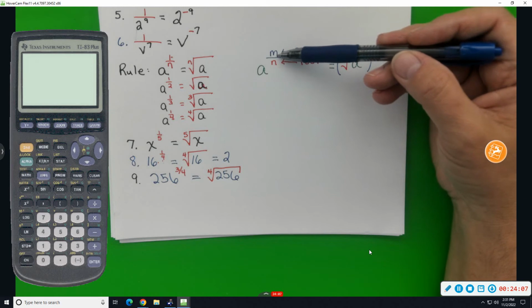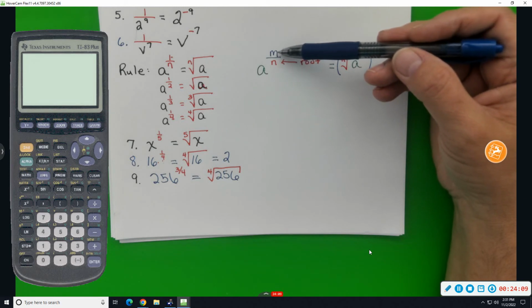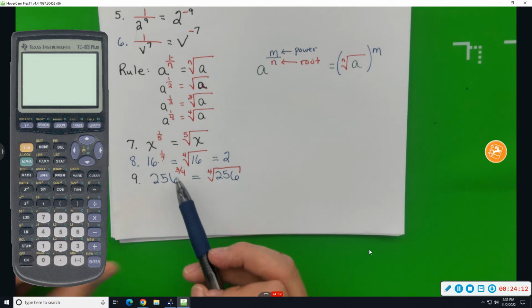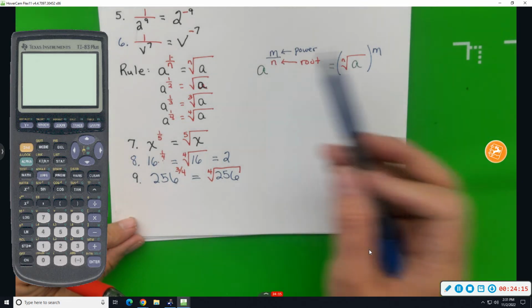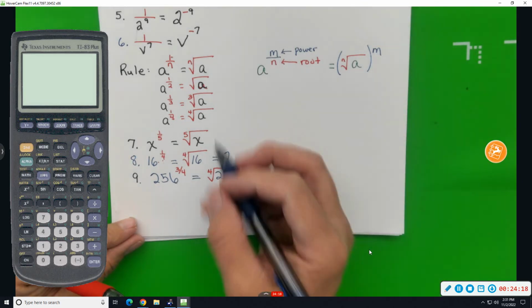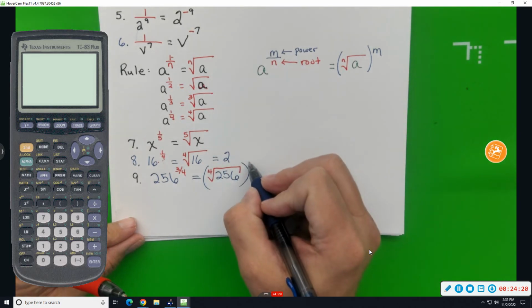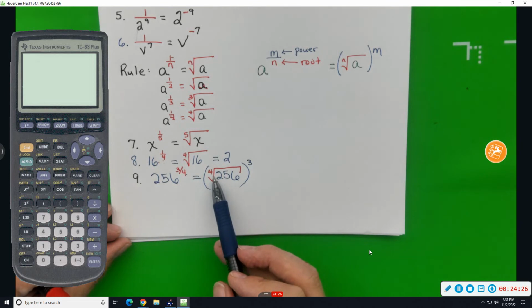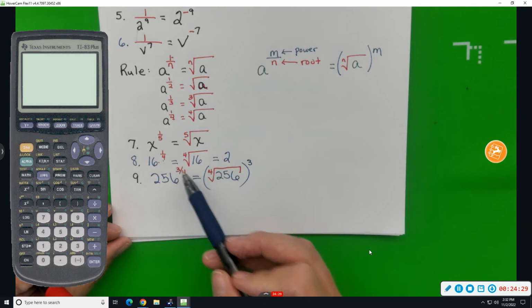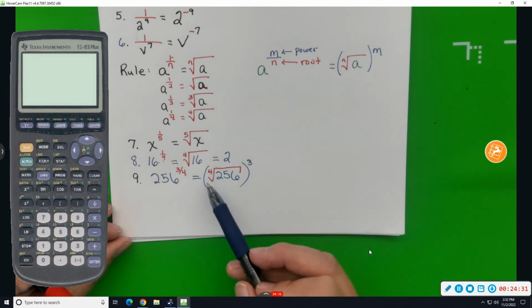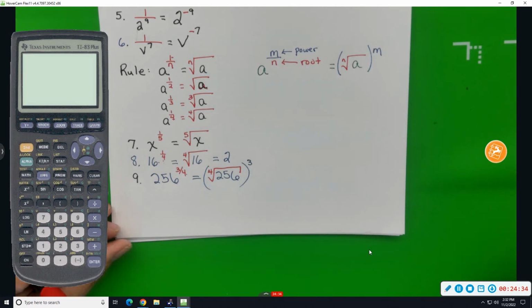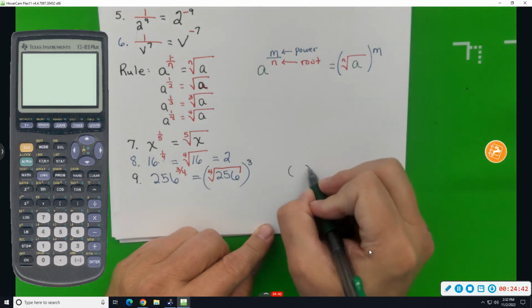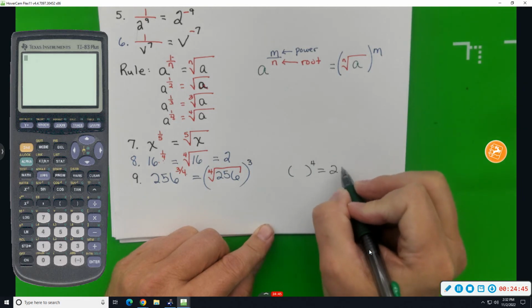Notice our numerator is no longer just a 1 on that fractional exponent. The numerator is a 3. So that 3 is what goes outside of the 4th root of 256. So the 4 says we have a 4th root. That 3, that numerator 3, is the exponent or the power that we put on that 4th root of 256. So the question is, what is the 4th root of 256? You're asking yourself, what number to the 4th power will equal 256?